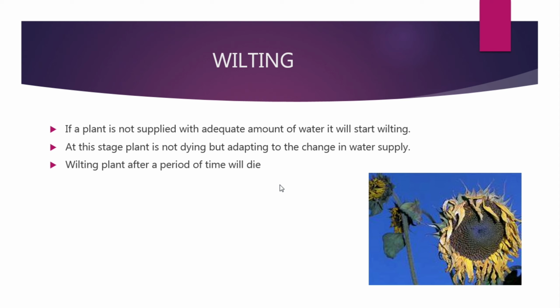At this stage, the plant is not dying but adapting to the lack of water. Wilting is an advantage to the plant. The collapse of the leaves and the closure of stomata both reduce the rate of transpiration, conserving water in the plant until more is available. However, wilting is only a temporary measure. Permanent wilting will lead to the death of the plant.